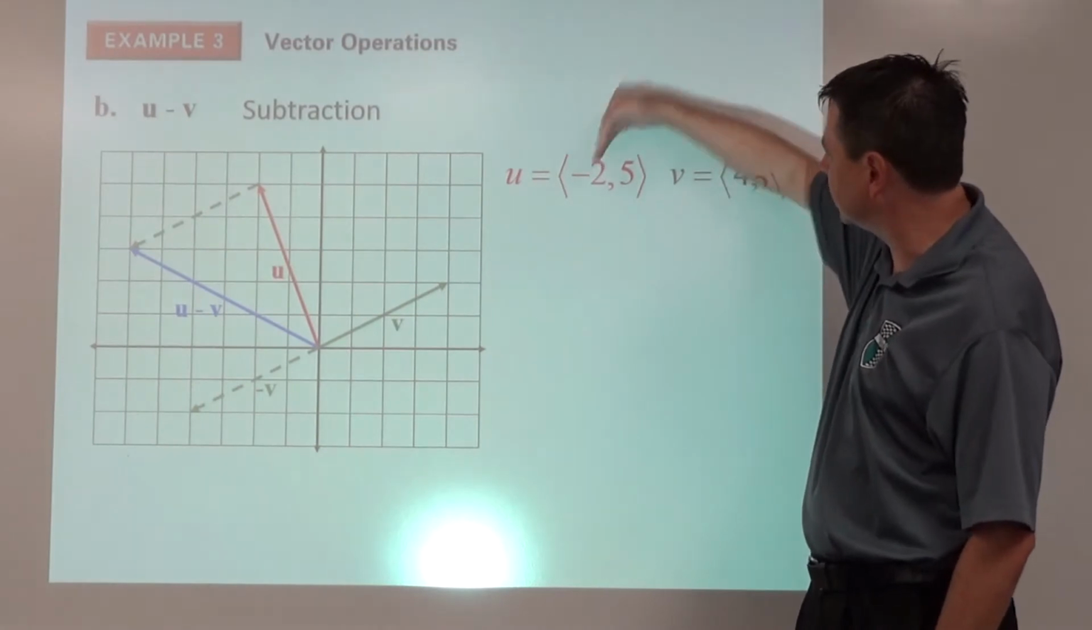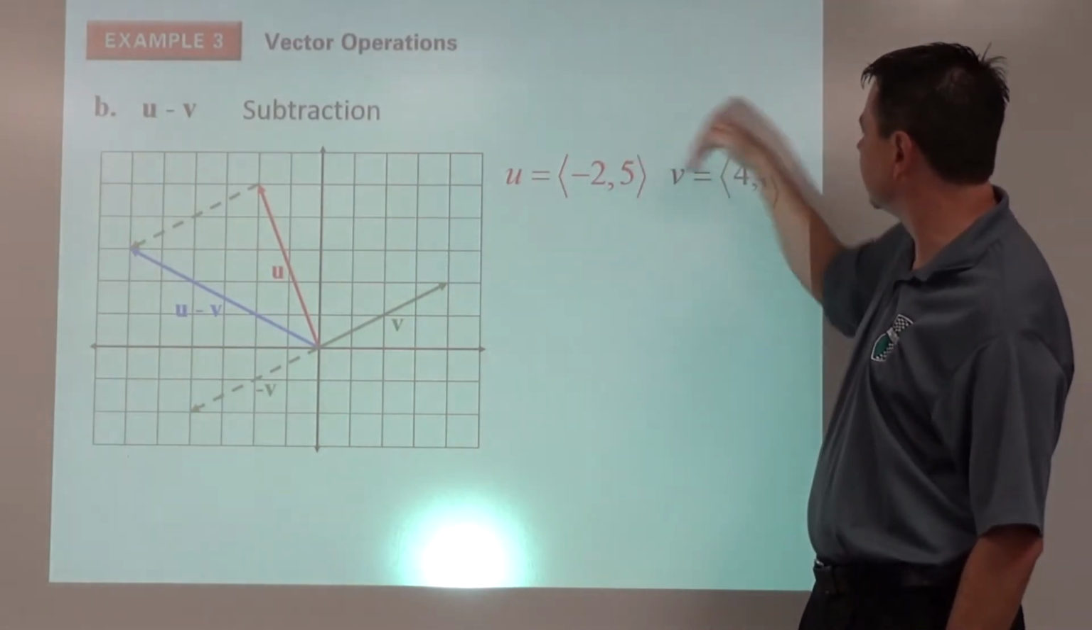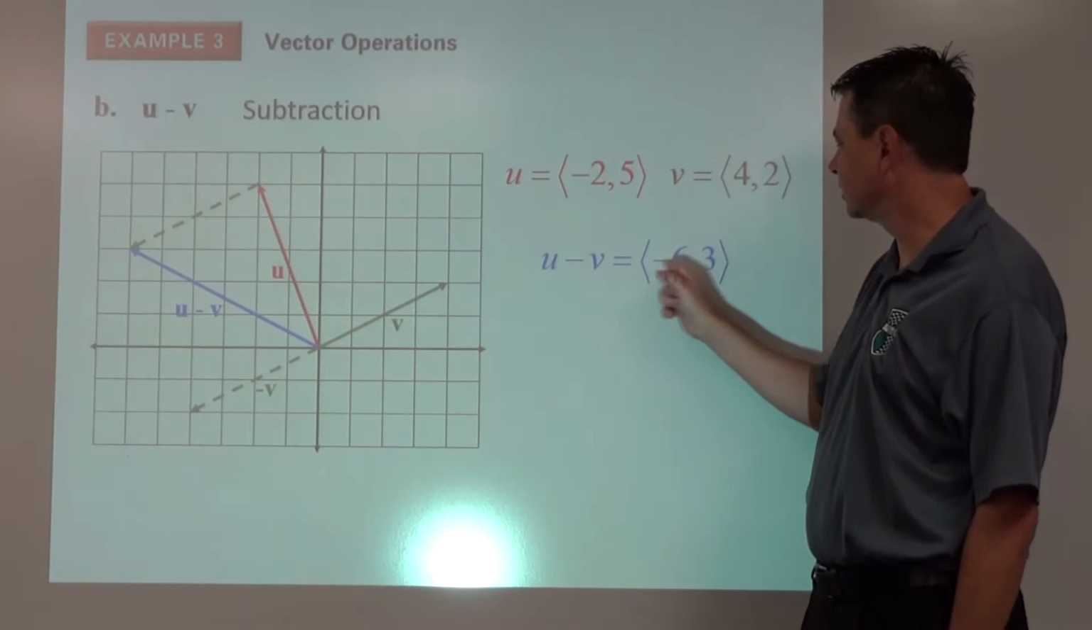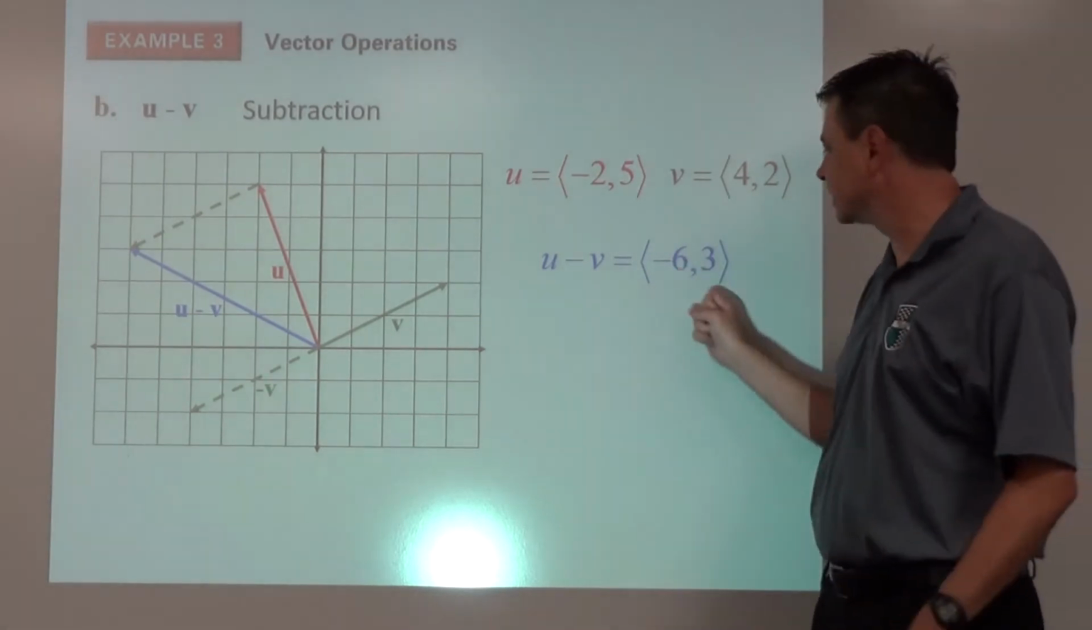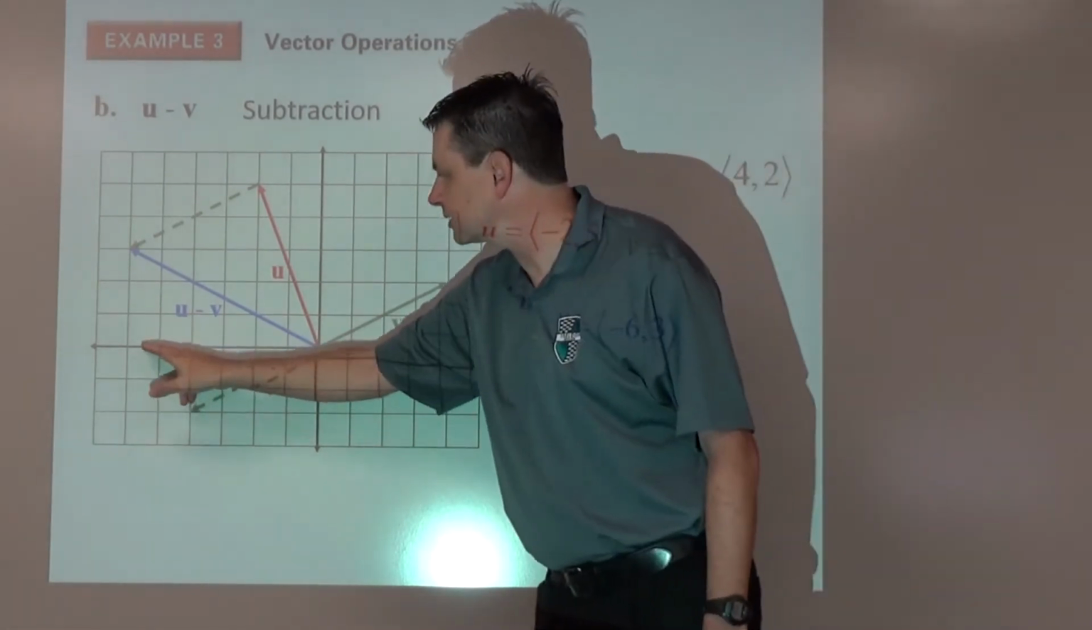And if we do it algebraically, same thing. Order matters here. Negative 2 minus 4, comma 5 minus 2. We get the vector, pointy brackets, negative 6 comma 3. Go left 6, up 3.